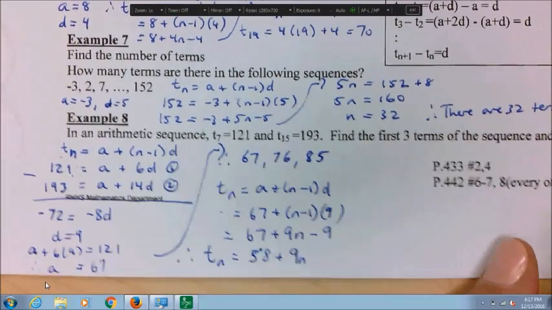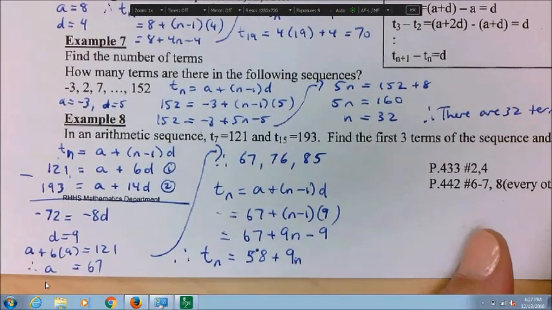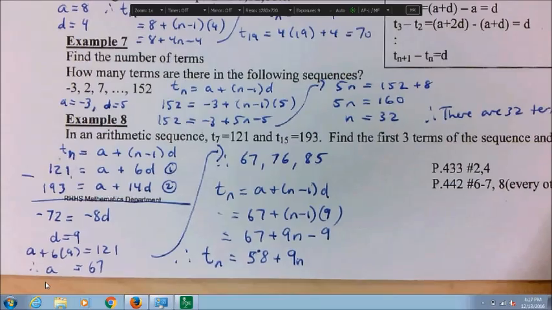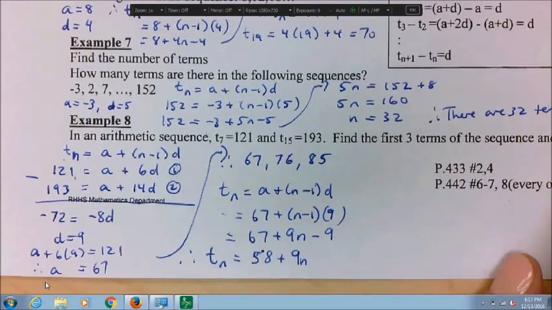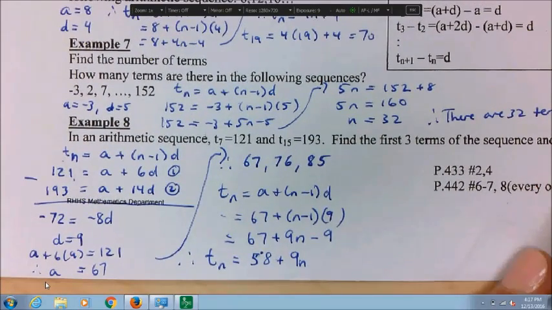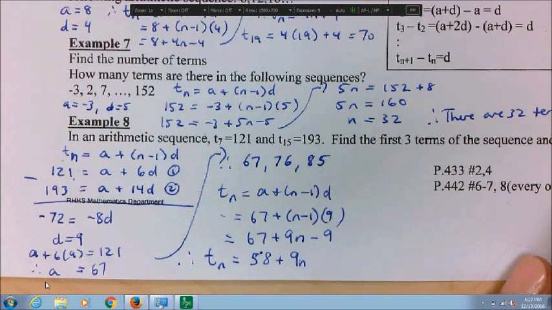Okay, so those are the questions that you might see with arithmetic sequences. And when you come to class, you're going to need to have this course pack page filled in, and you'll be able to spend the period on harder problems.